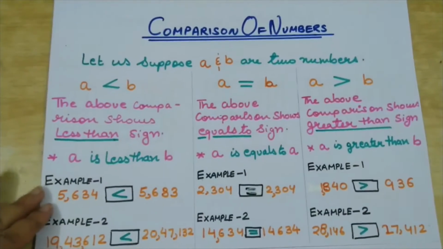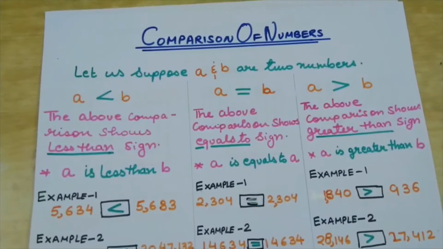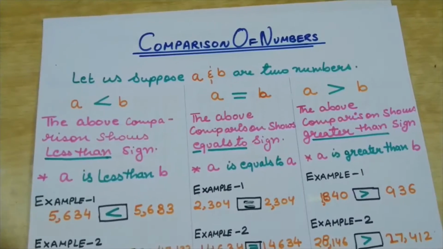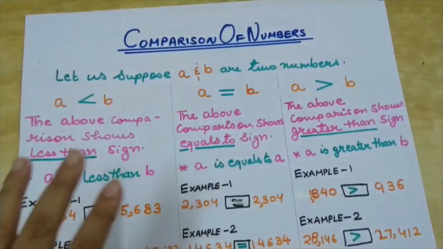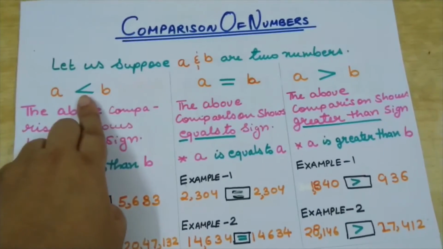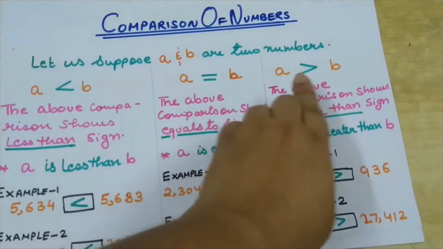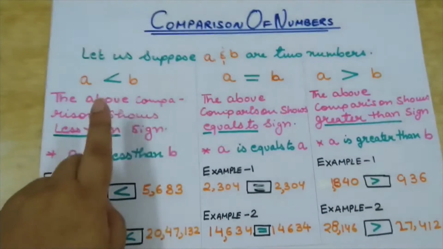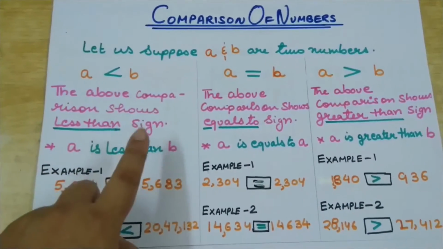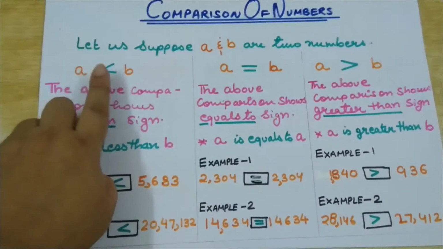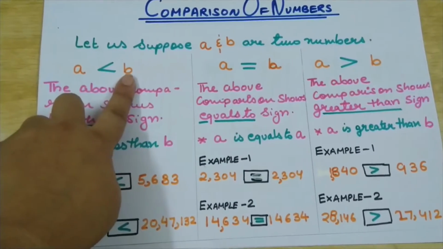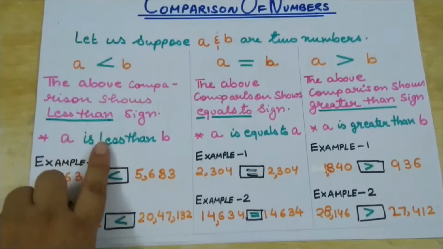Now, we are talking about comparison of numbers. Let us suppose there are two numbers, A and B. Now, there are three methods of comparison: number 1, number 2 and number 3. So in number 1, the above expression shows the less than sign, when one thing is less than another. A is less than B.